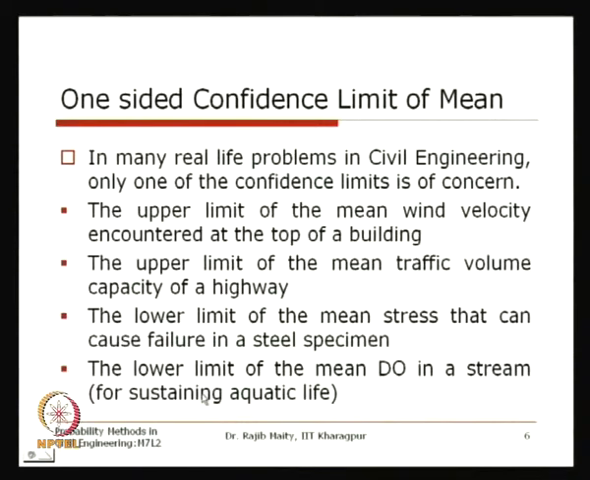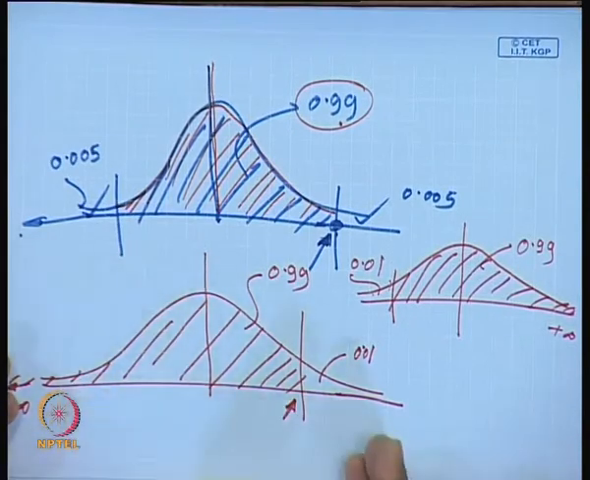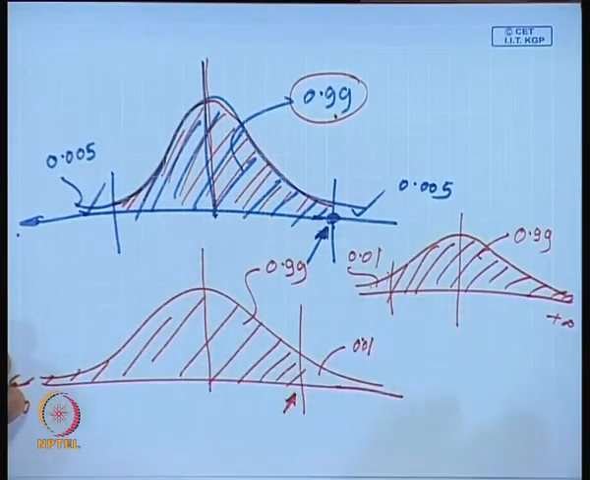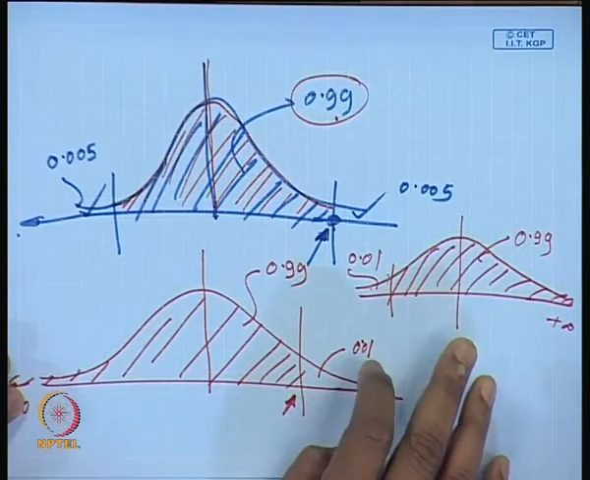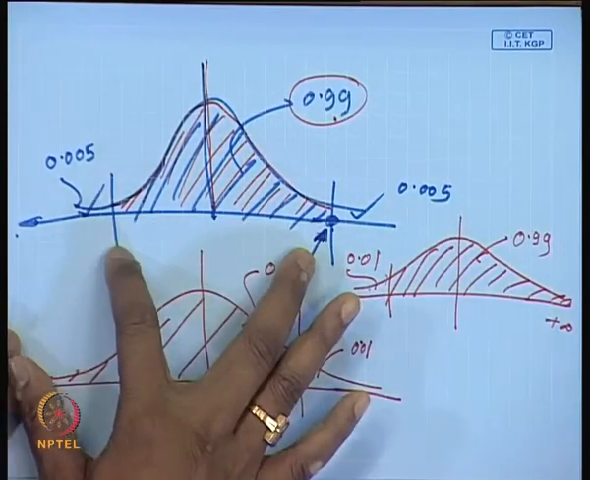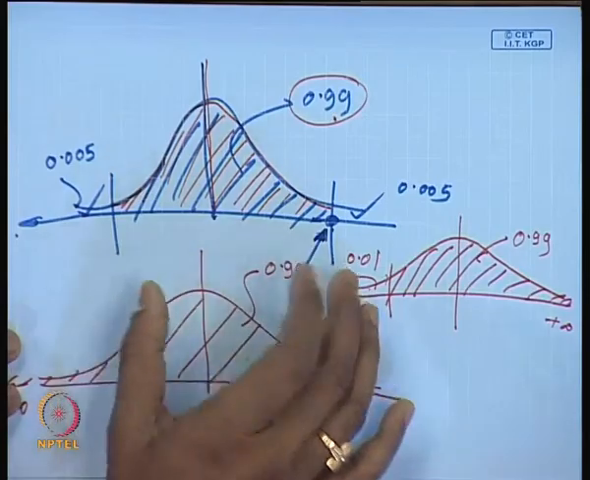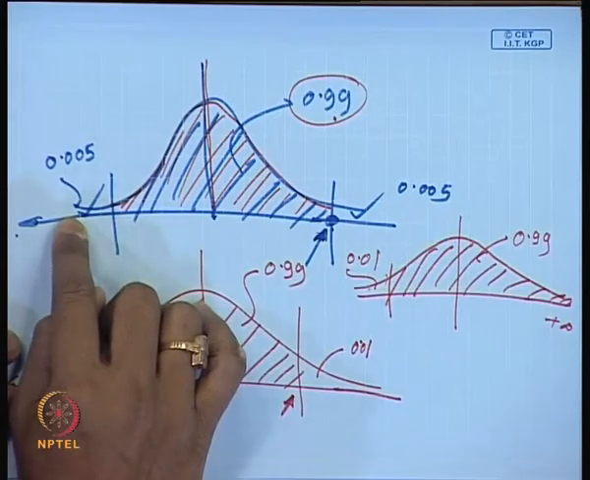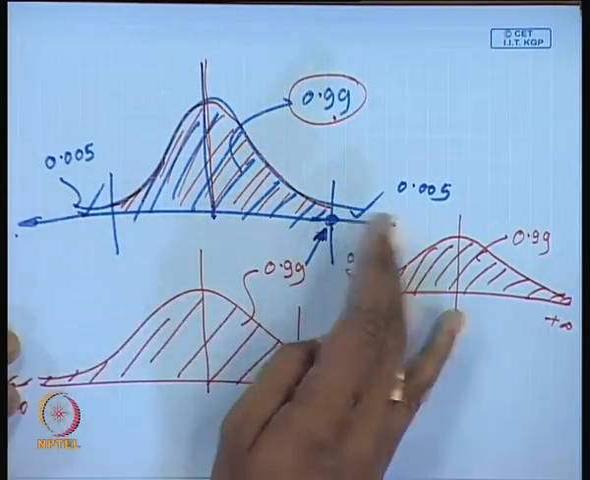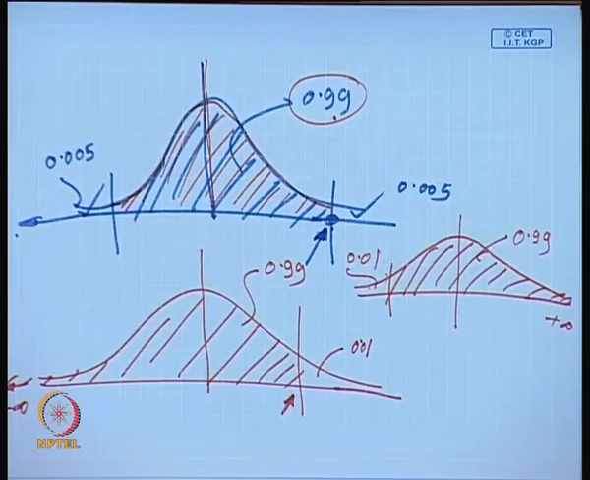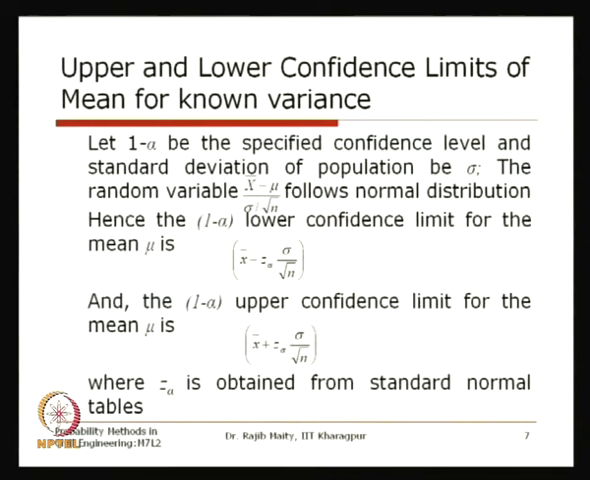So, the change in this concept is that if we are looking for the upper limit, then we have to start from minus infinity to that point, that is my confidence level. So, the remaining part is 0.01, that is 1 minus this confidence level. Similarly, for the lower limit, in contrast to the earlier case when the confidence interval is symmetrical with respect to the central value, where the remaining probability is equally divided between the upper side and the lower side, we will just see for such cases how we can get those confidence limits.